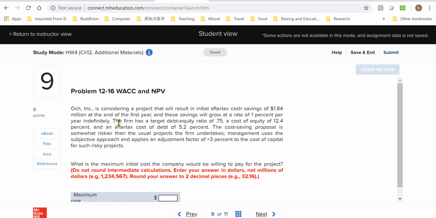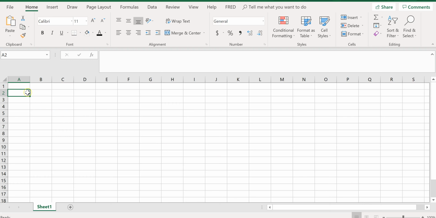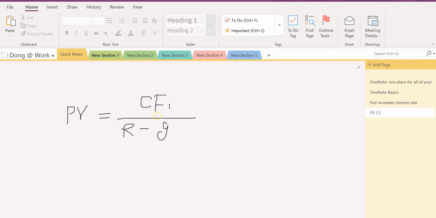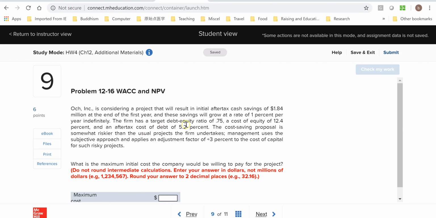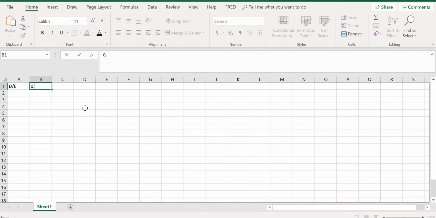So let's continue to read the setup. The firm has a target debt-equity ratio of 0.75. So that means, let me use D over E, that's the debt over equity ratio. Target debt equity ratio, that's 0.75. So this information can tell us how to calculate the debt ratio or debt value ratio.